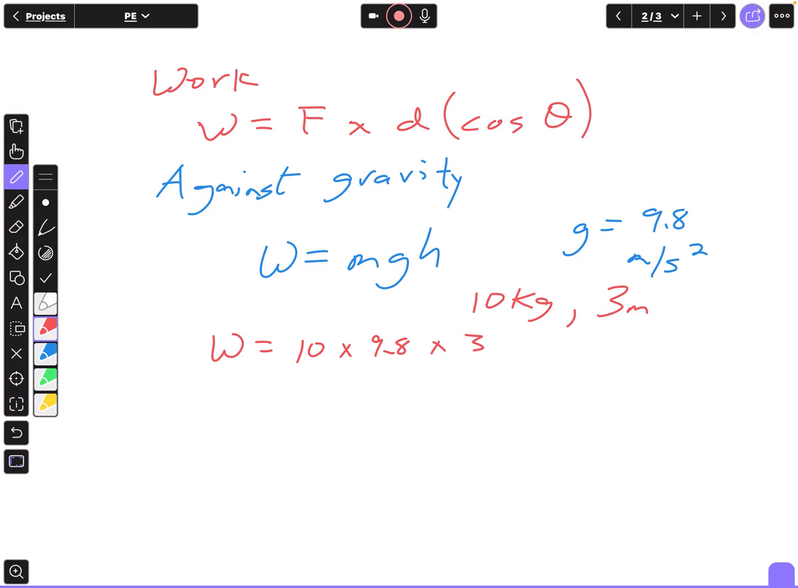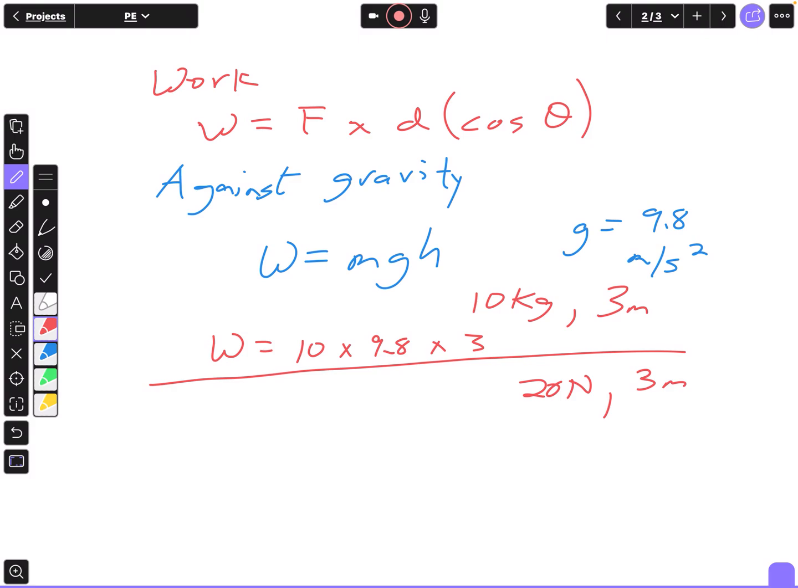However, sometimes we're not given a mass, we're given a weight. Something maybe weighs 20 newtons and it's picked up 3 meters. Well, you could plug it into the mgh equation, but you'd have to find the mass, so you'd take 20 divided by 9.8. Remember, your weight divided by 9.8 gives you your mass. Your mass times 9.8 gives you your weight.